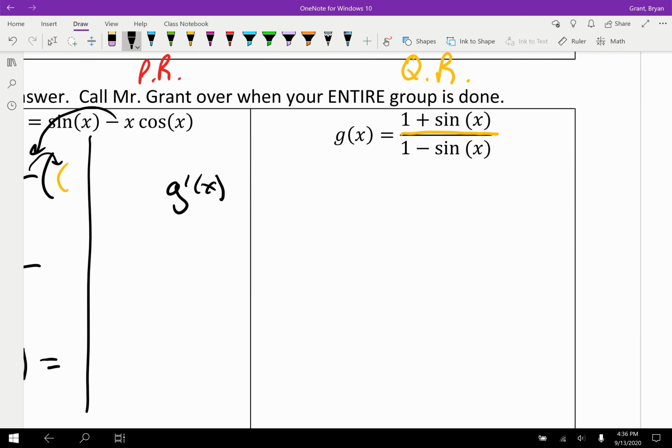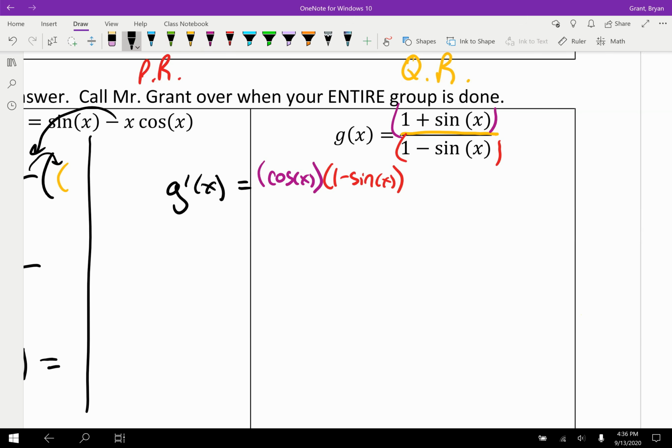g prime of x. Derivative of the top. Let's group like this so I can see the colors that are going on here. Derivative of 1 plus sine of x is 0 plus, and then the derivative of sine is cosine, so I'm just going to say it's cosine, not writing the 0. Keep the second one the same.